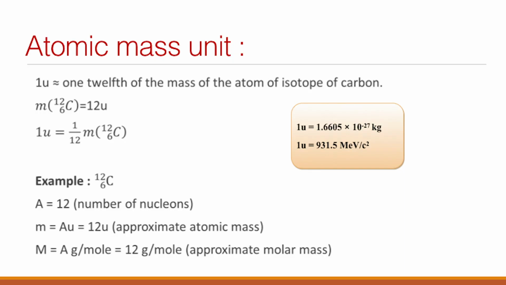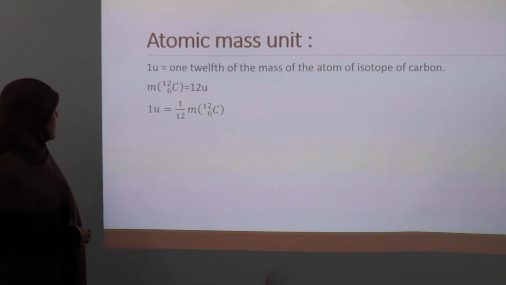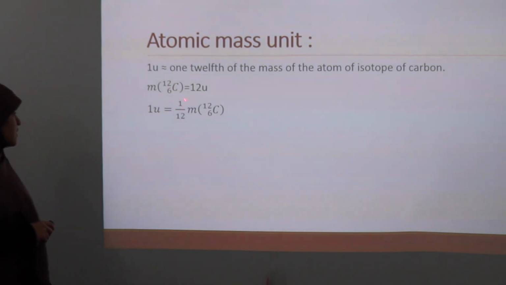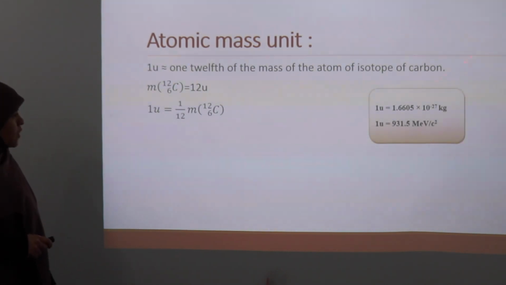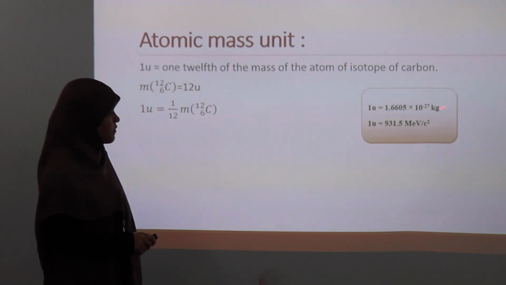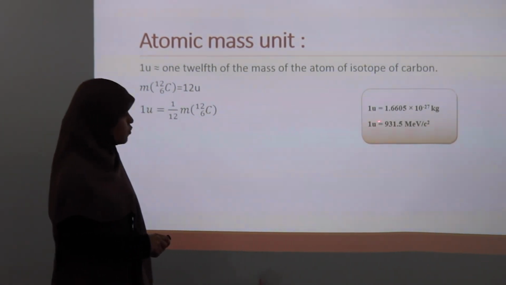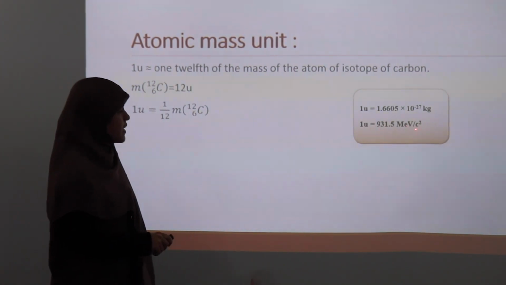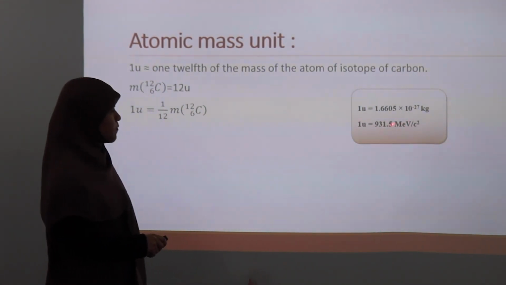The atomic mass unit U, what does it mean? 1U is approximately 1/12 of the mass of an atom of the carbon isotope. The mass of carbon-12 is equal to 12U, so 1U is equal to 1/12 of the mass of carbon-12. So 1U is equal to 1.6605 times 10 to the power minus 27 kilogram, and in another conversion unit, 1U equals 931.5 mega electron volt per c squared.